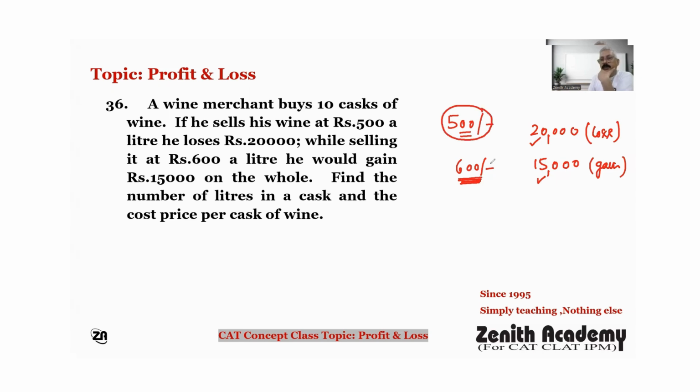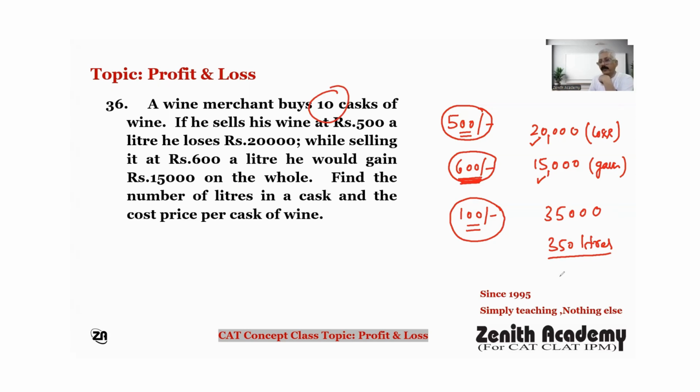It means जो per liter 500 rupees था, उसे आपने 600 कर दिया, यानी per liter आपने 100 rupees increase किया. और इस each liter पे आप 100 rupees extra ले रहे हो, और extra money आपने कितनी generate करी, 20 plus 15, 35,000. तो each liter पे 100 rupees, तो 35,000 generate करने के लिए 350 liters होने चाहिए. तो total wine 350 liters हो गई. 10 casks में है, तो each cask में 350 by 10, means 35 liters. You got it?